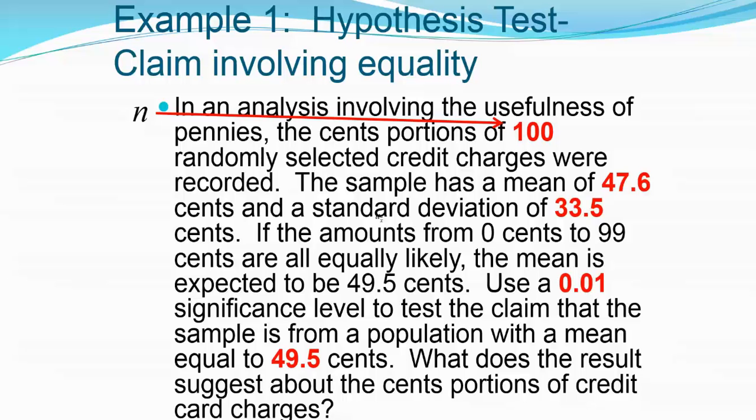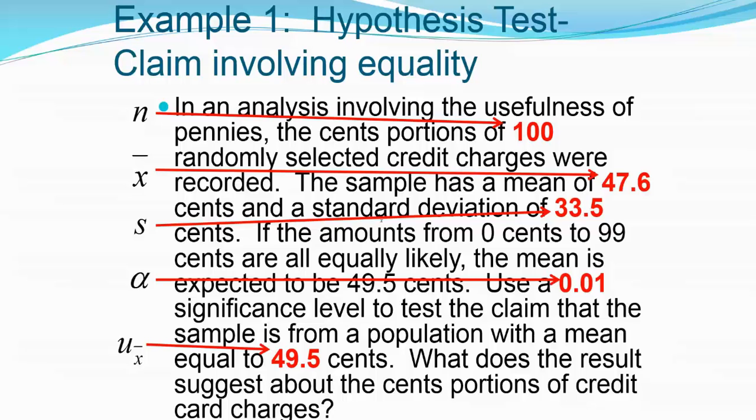So let's look at the numbers in this problem. First, n equals 100 because we have a total of 100 in our sample. Second, x bar is 47.6 because that is the sample mean. Third, s is the sample standard deviation of 33.5 cents. And the significance level always gives us alpha. So alpha is 0.01. And then finally, the claim gives us the mu sub x bar. Since we're testing a claim that the sample is from a population with a mean equal to 49.5 cents, that would be mu sub x bar.